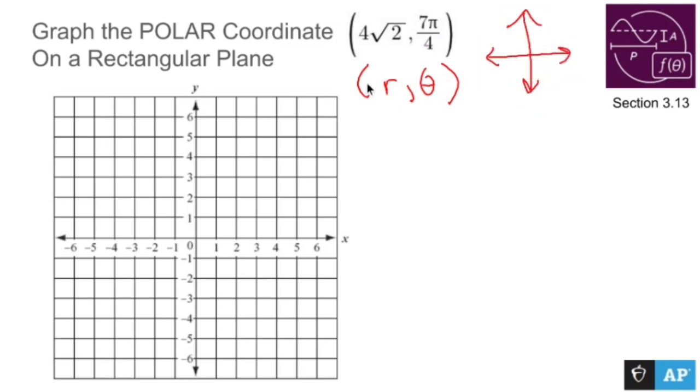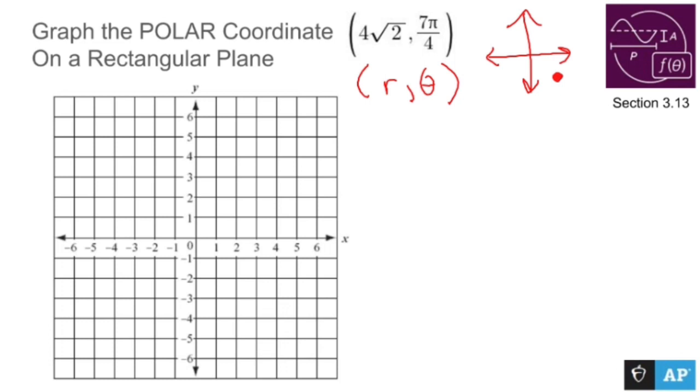Whenever you're looking at a polar coordinate, your magnitude is how far away from (0, 0) you draw your dot. 4 root 2 is like 5 point something or 6 point something. 7 pi over 4 is the direction that I go if I start out at the positive x-axis and spin counterclockwise. 7 pi over 4 is this direction right here. So drawing a dot like 5 or 6 units away in the 7 pi over 4 direction is going to be somewhere down there. So I know my answer is going to be somewhere down here.